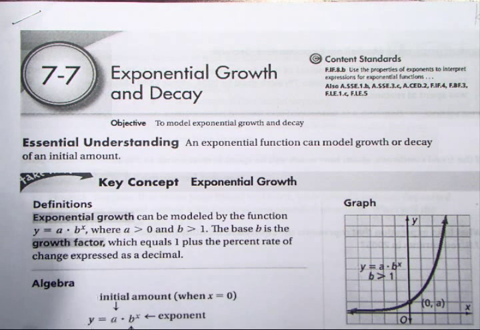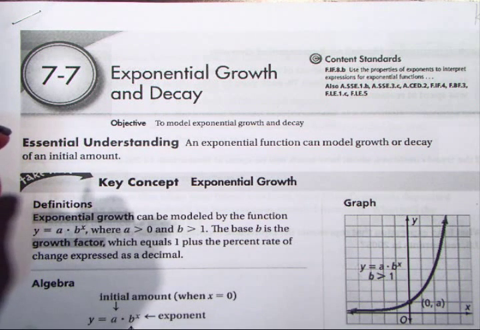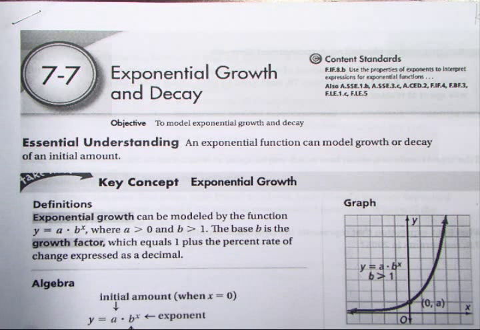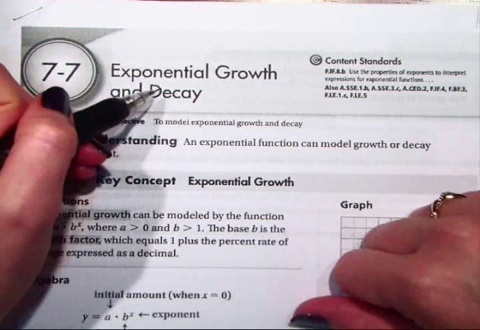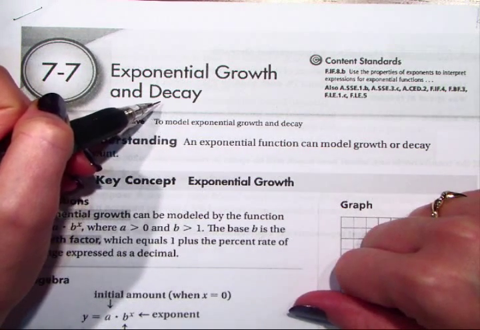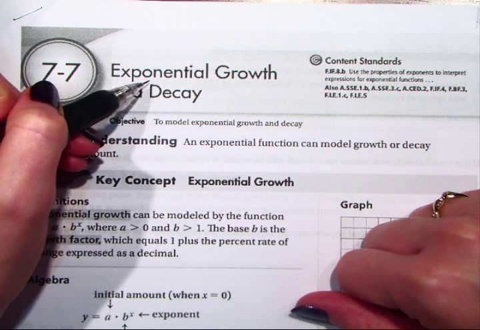Okay guys, this is the last section in chapter 7 that we're going to be talking about. It's a really neat section of chapter 7. It deals with real life examples of exponential growth and exponential decay. I want to take a minute and tell you a little bit about exponential decay and tell you kind of oddly why exponential decay means a lot to me.